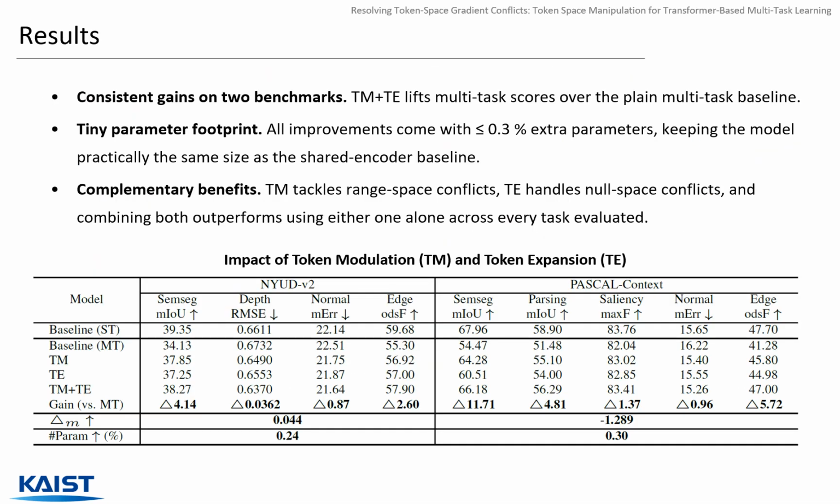Here are the key results. First, we see consistent improvements on two benchmarks when we apply token modulation and token expansion together. Second, the cost is negligible. The parameter increase stays at or below 0.3%, so the model remains essentially the same size as the shared encoder baseline. Third, the methods are complementary. Token modulation resolves conflicts within the token encoding subspace, while token expansion adds small components for conflicts outside that subspace. Using both together beats using either alone across all tasks we tested.